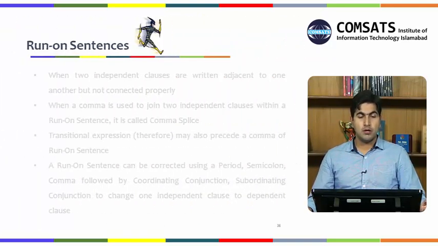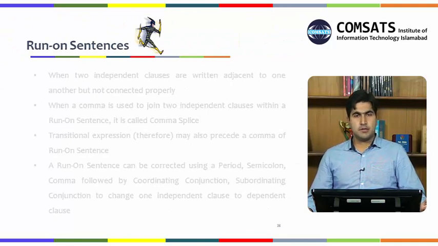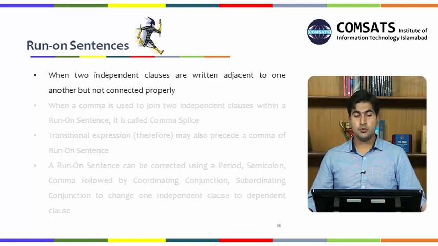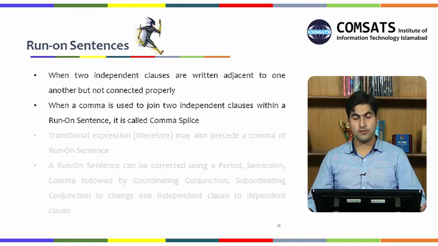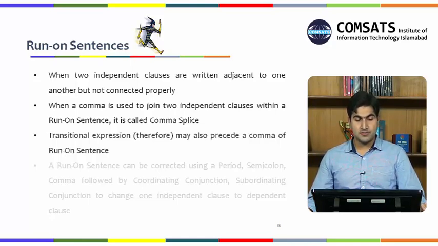This is the difference. Run-on sentence, a very interesting concept that we studied. A run-on sentence is when two independent clauses are written adjacent to one another but not connected properly. So it becomes a run-on sentence. Another specific category of this is when a comma is used to join two independent clauses within a run-on sentence; it is called a comma splice. This is the particular category. Moving ahead, transitional expressions such as therefore may also precede a comma in a run-on sentence. In all these cases, it will be considered a run-on sentence.